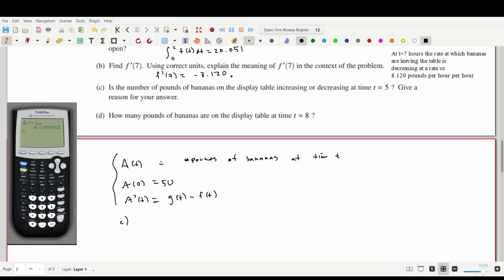C is asking, is A prime of 5 negative, basically, right? Is it increasing or decreasing? So A prime of 5 is G of 5 minus F of 5. And that is, my calculator says, alpha trace y2 of 5 minus alpha trace y1 of 5. And that's negative 2.26, and that's less than 0. So it's decreasing.